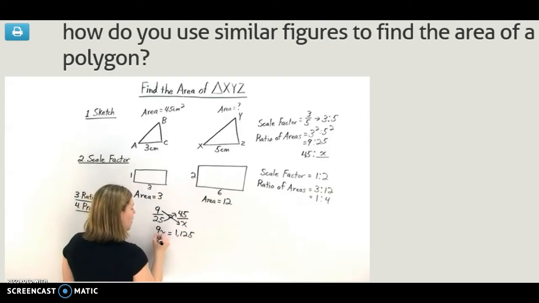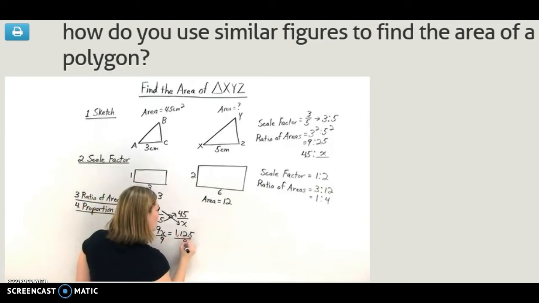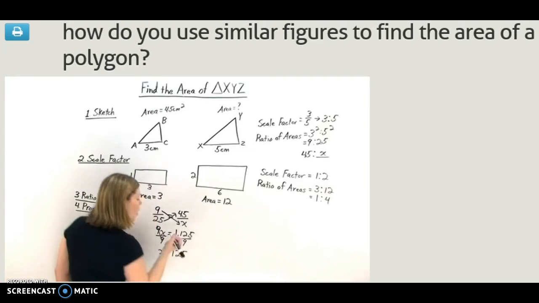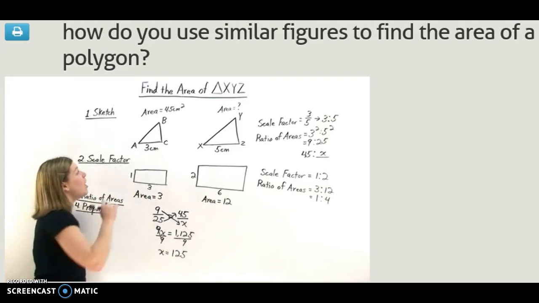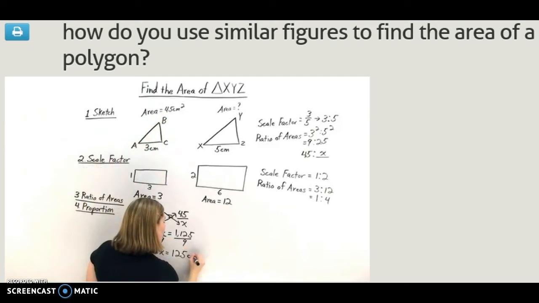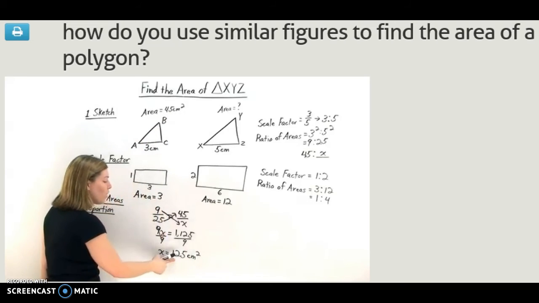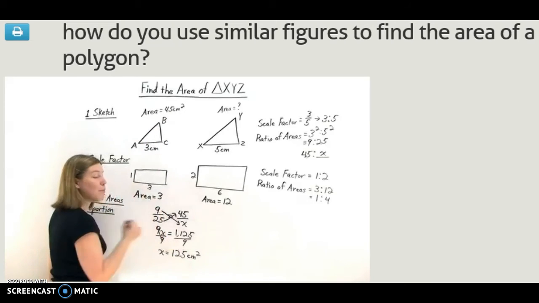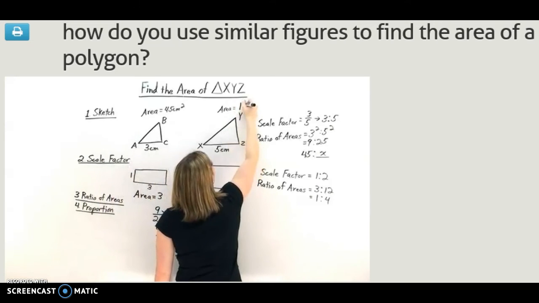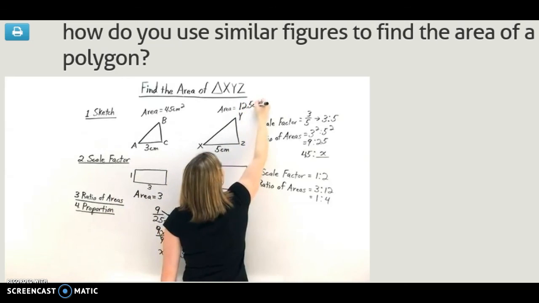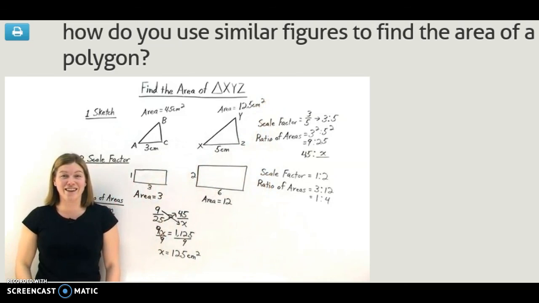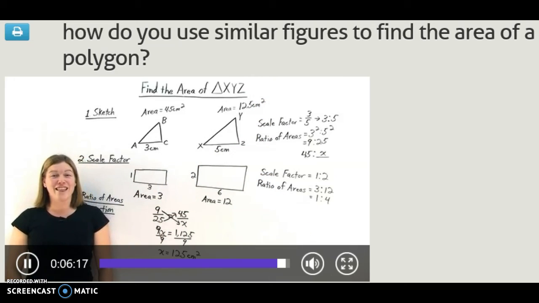These two things are equal, and if we focus on solving for x, we divide by 9 on both sides. And we get that x is equal to 125. And triangle ABC had an area of 45 centimeters squared. Here, this is the area of triangle XYZ, so we want to put the proper units on. That means we now have the answer we were looking for. Triangle XYZ has an area of 125 centimeters squared. So now we have found that area.